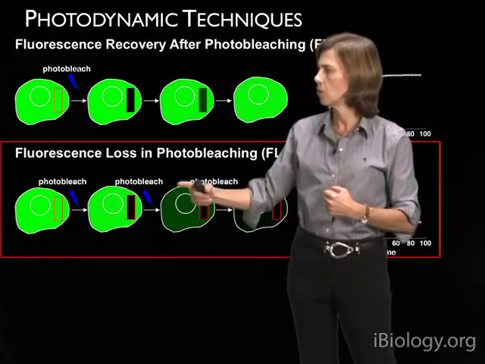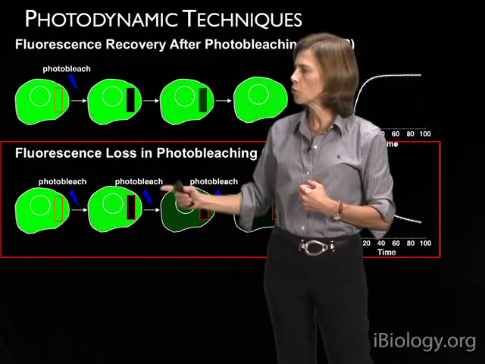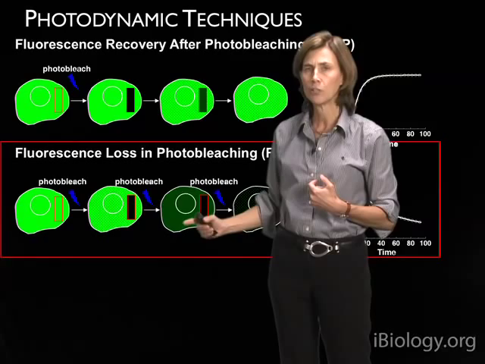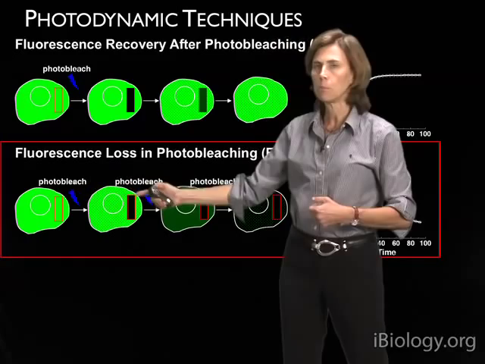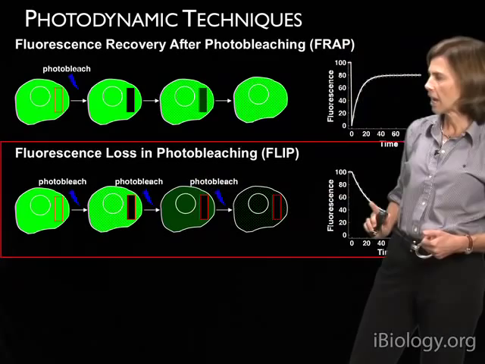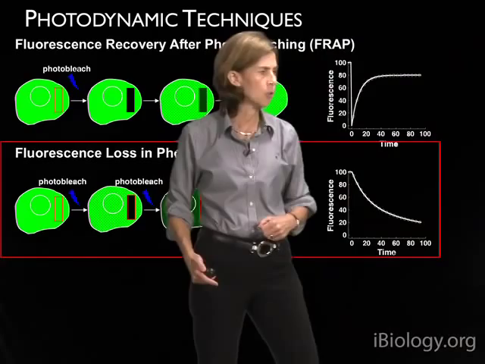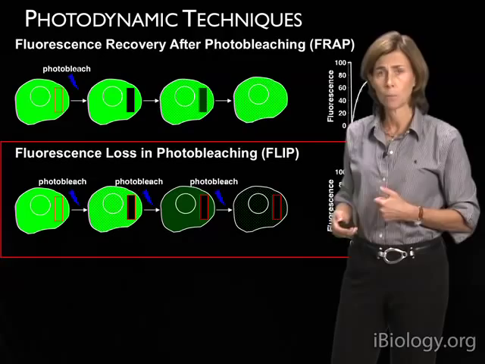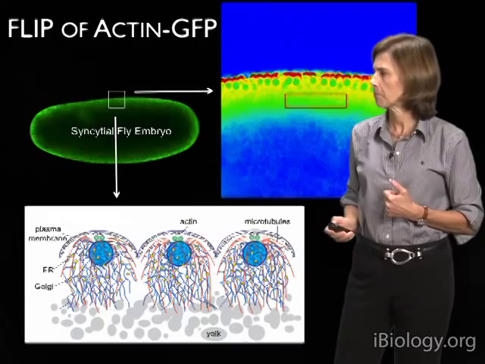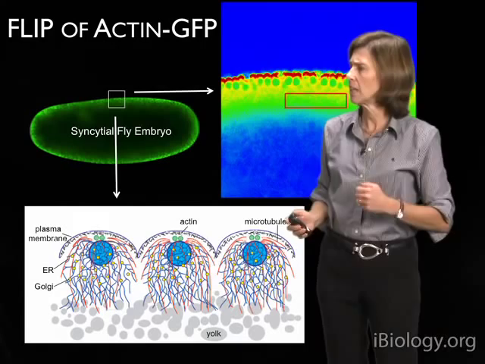And in this technique, in order to get insight into the dynamics of these molecules outside the photobleached region, what one typically does is continuously photobleach over time a particular region of interest and then look at what happens at a particular region outside the photobleached area to get insight into the way the molecules are positioned and anchored in that region. And here's an example where this technique of FLIP has proved quite informative.